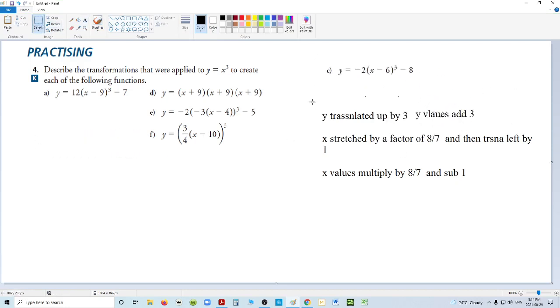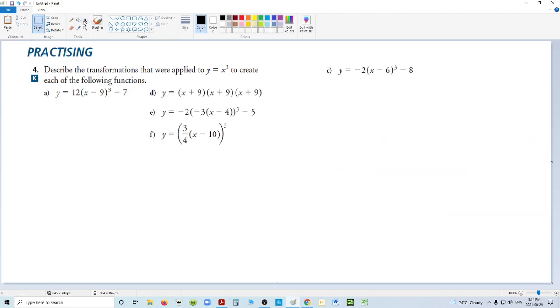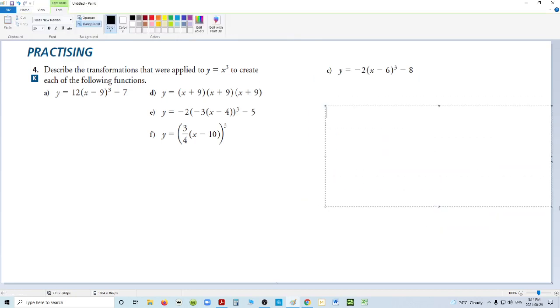Okay, and this is a cubic. We can see a translation in a reflection in the x-axis. So y stretch by 2, reflection in x-axis, and translated down by 8, which means take y values, multiplied by -2, then subtract 8. And the x translation, 6 to the right, which just means take your x values and add 6 to them.